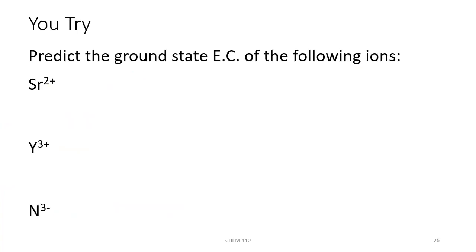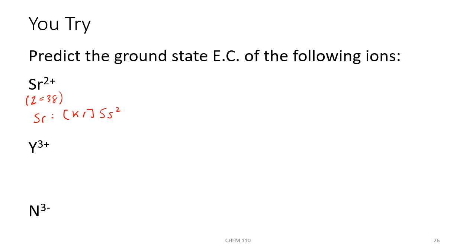Let's try a few more. Predict the ground state electron configuration for the following ions. We have strontium 2+. So for neutral strontium, our atomic number, or Z, is equal to 38. So we would have 38 electrons to place. And if we write out our configuration, our preceding noble gas before strontium would be krypton. So we would have [Kr], and then after that, we're going to have 5s2. So we are in the 5th period, and we have 2 electrons that are filling that 5s subshell.